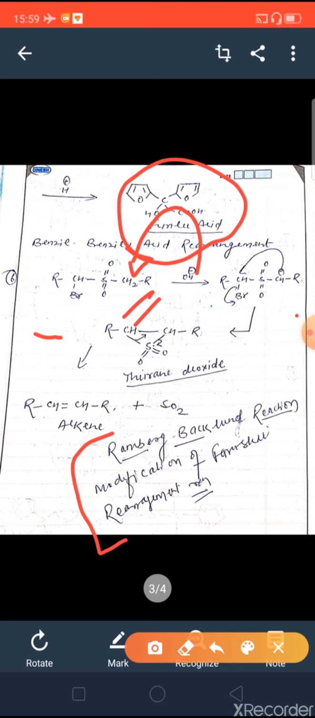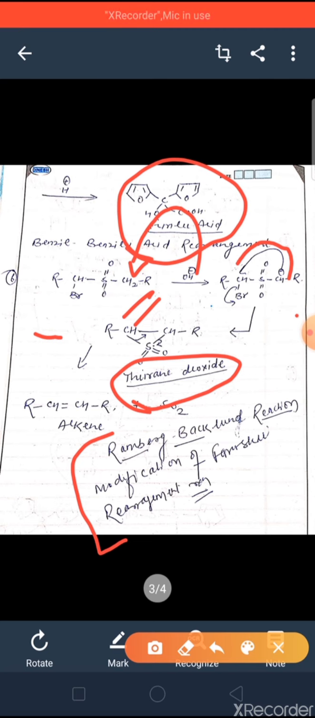And after formation of this C negative, it will attack intramolecularly at this carbon to which bromine has been attached, and then it will form thiirane dioxide. And after formation of this thiirane dioxide, SO2 will be eliminated from this sulfur dioxide and an alkene will be synthesized in this case. So basically this is a modification of that particular reaction, that is the Favorskii rearrangement reaction, and this is called the Ramberg-Bäcklund reaction.